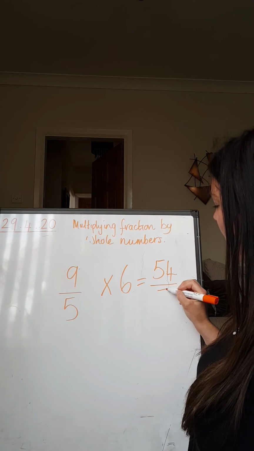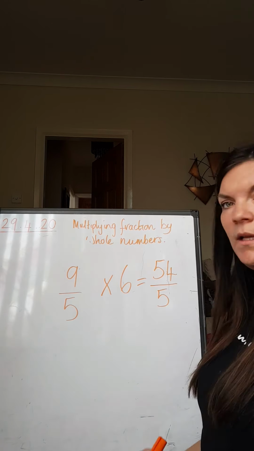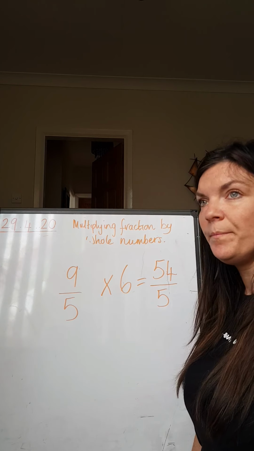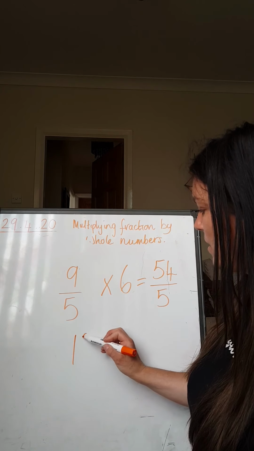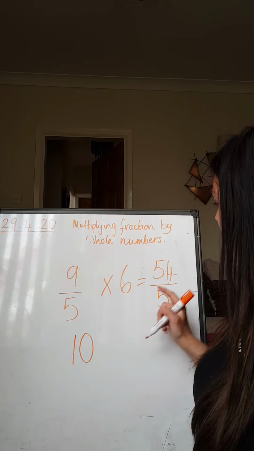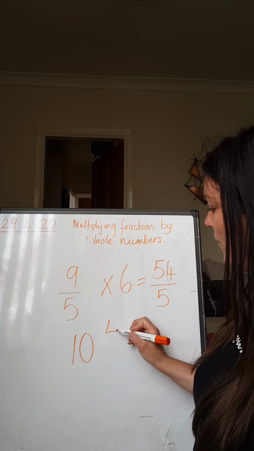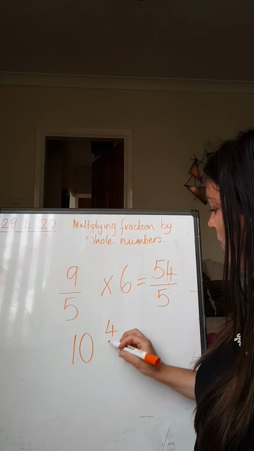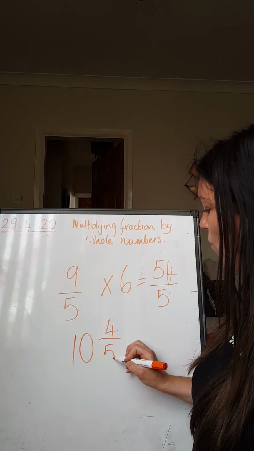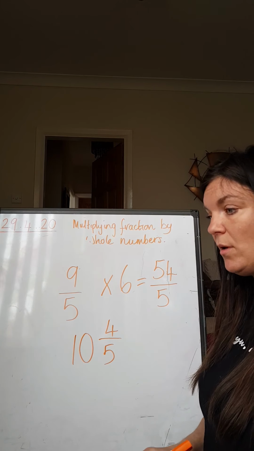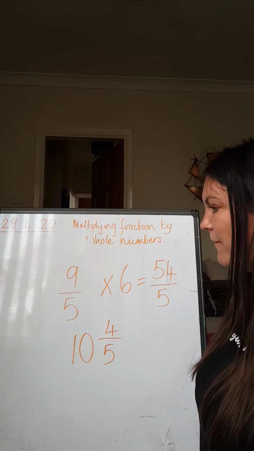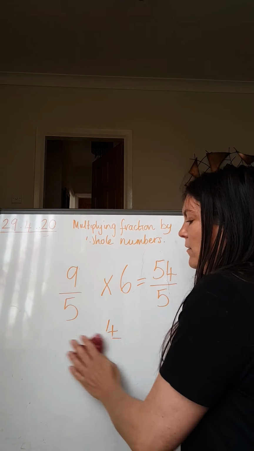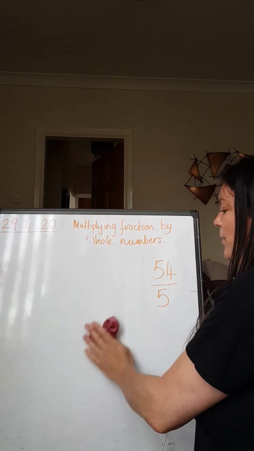54 what? 54 fifths. Then it's top heavy, it's an improper fraction still, so how many 5s can I fit into 54? I can fit 10, can't I? Because 10 times 5 is 50. And then there is a remainder of 4 at the end. There's 4 left over once I take the 50 out, 4/5. So the answer to question number 12 is 10 and 4/5. I hope that's made it a little bit clearer for you.